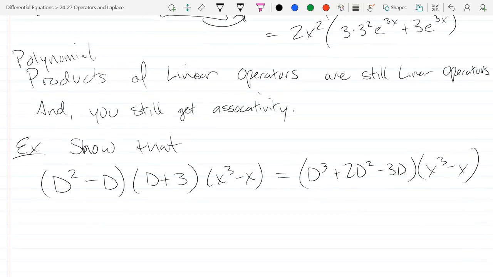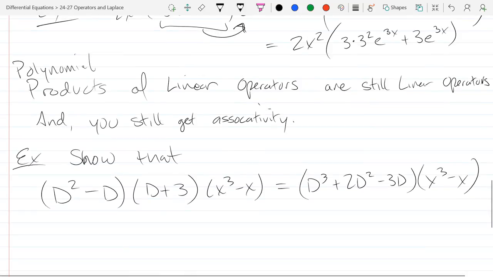So I want to show that these two are the same. Algebraically, if you FOIL those two terms, you're going to get d cubed plus 3d squared minus d squared. So that's 3 minus 1 is 2d squared minus 3d. So algebraically, those are the same. But what I want you to do is forget about the fact that you know those are the same thing algebraically. So forget about that fact.